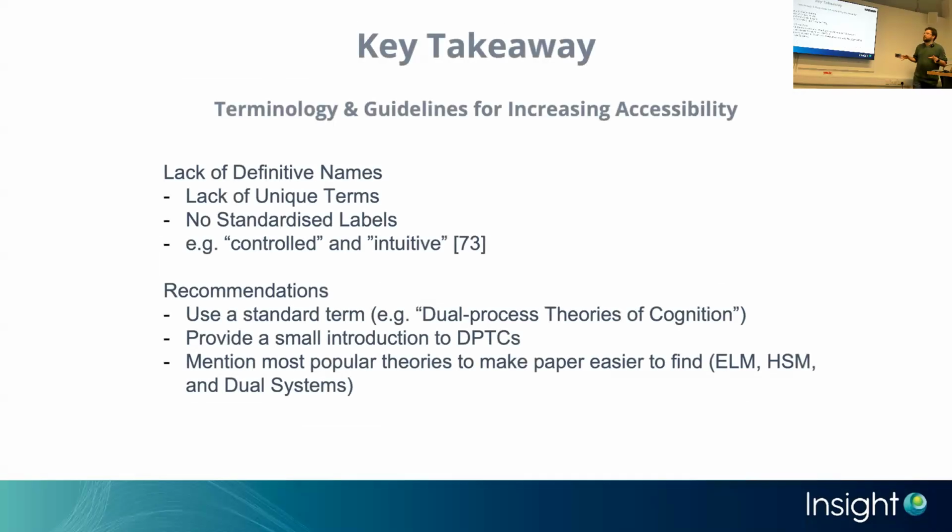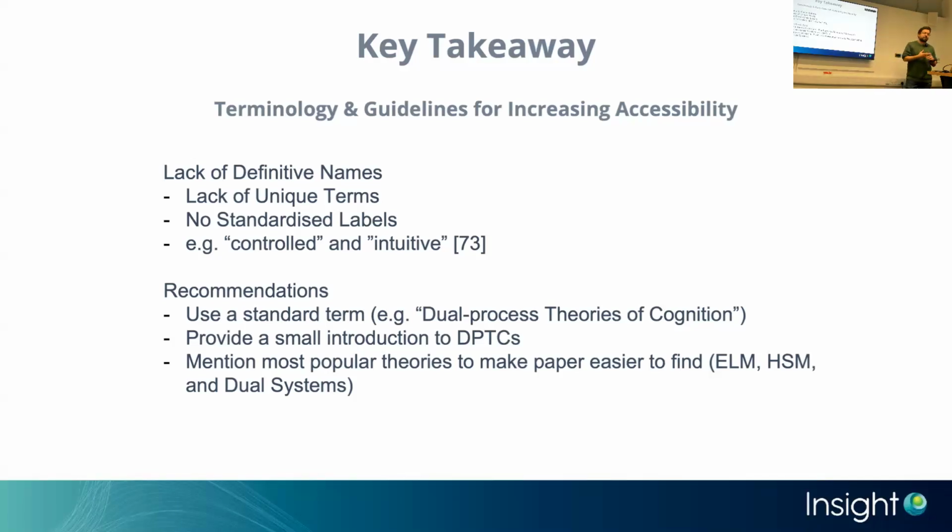Okay, so what's the key takeaway that you should take from this presentation? I think we need to have a standard. So as I said, we have problems with lack of definite names. So Kahneman's system 1, system 2 theory. I don't want to have to search a theory by the contents of the theory. I want to have a name to search for. So it's really hard to find papers if you don't use a definite name.